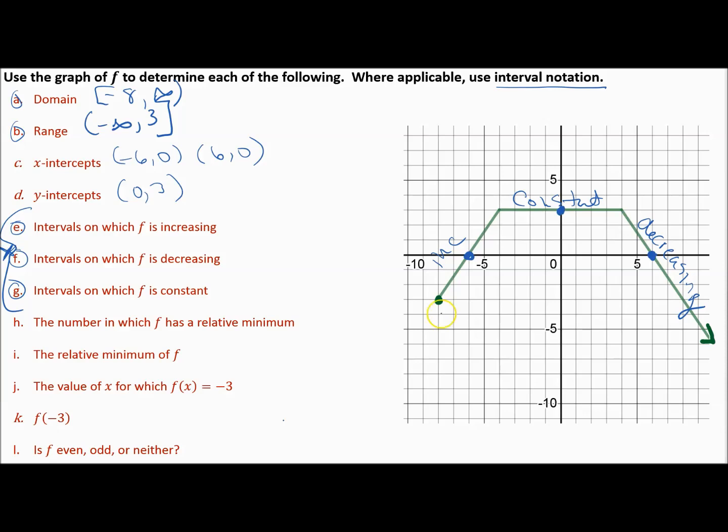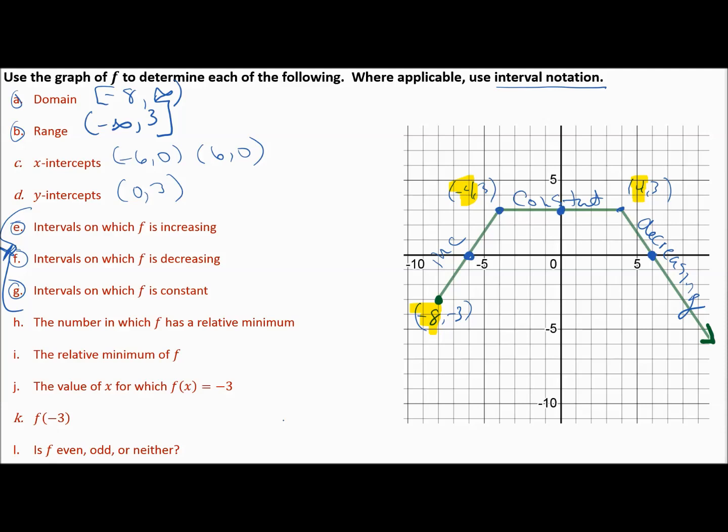So you may want to label points. This point down here is -8, -3. This point right here is -4, 3. And this point right here is +4, 3. And there's no other points that are significant that we label. Now, we're only dealing with the x value, so we should only be looking at -8, -4, and 4 when we answer these questions. Okay?